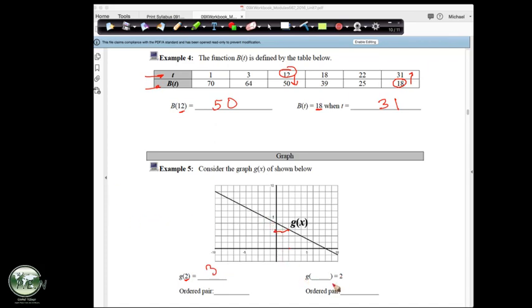How is this one different? Before I go there, the ordered pair is (2, 3), right? Because that's the point on the line. What is this question asking? G of what is 2? So again, we go up to where Y is 2. It's here. Go over to the line till we hit the graph. And then what do we look for? We look for the input, which is 4.